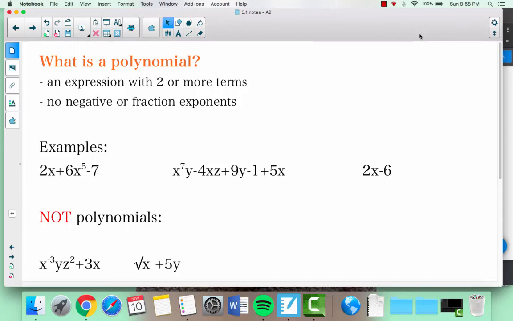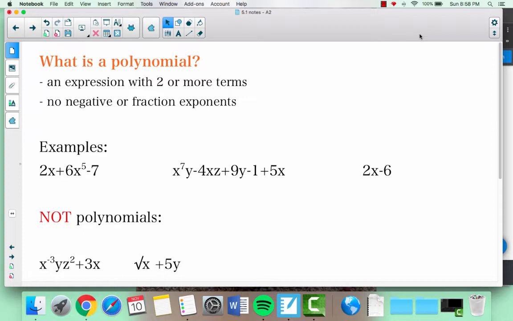The last part of today's lesson is going to be focused on operations with polynomials. First, we need to know what a polynomial is. A polynomial is an expression with two or more terms. When you have an expression that has one term, we call it a monomial. So monomial is one, polynomial is two or more.